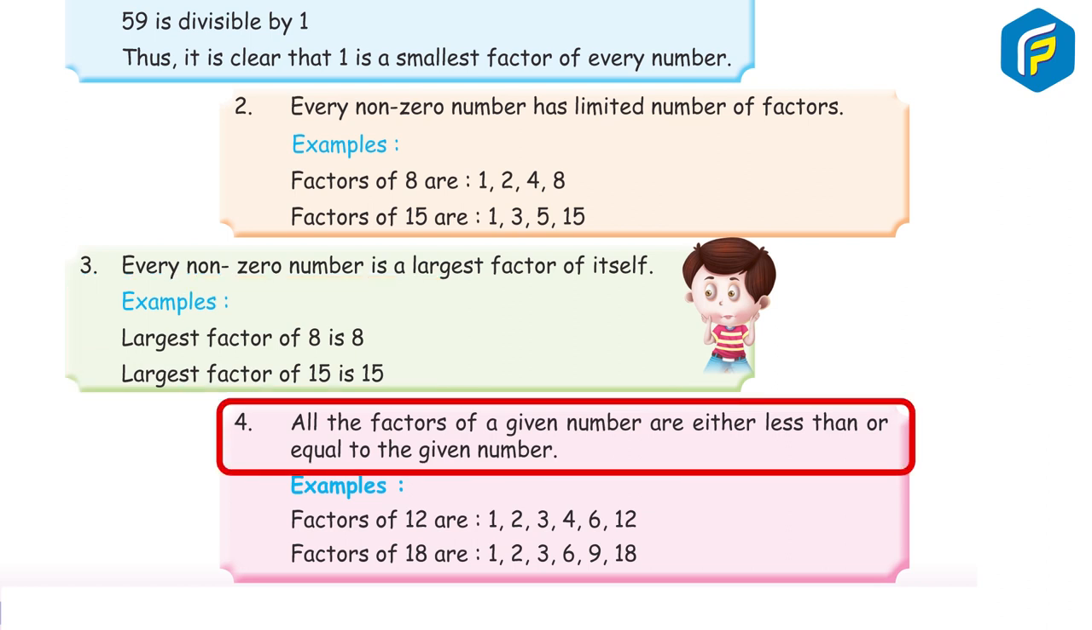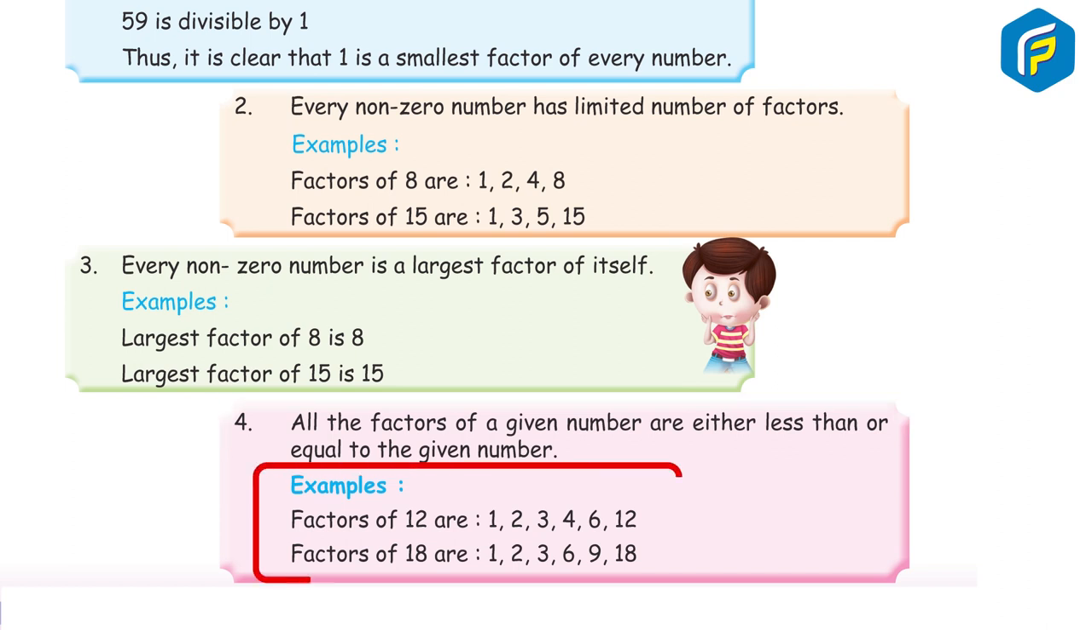4. All the factors of a given number are either less than or equal to the given number. Examples. Factors of 12 are 1, 2, 3, 4, 6, 12. Factors of 18 are 1, 2, 3, 6, 9, 18.